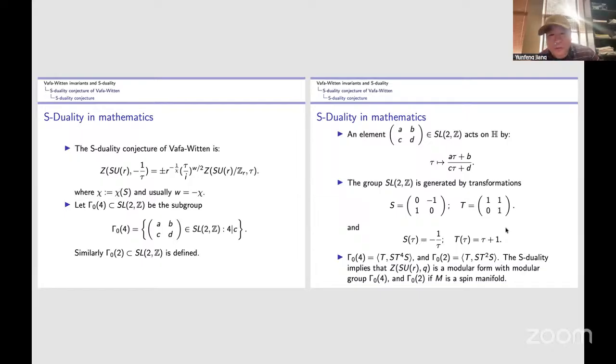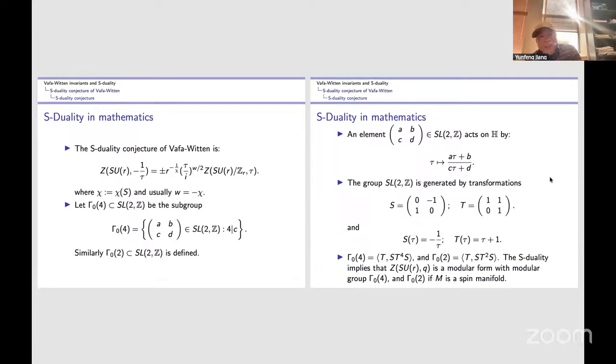And Gamma_0(4) is actually generated by T and S T^4 S, and Gamma_0(2) similarly. The S-duality means the generating function of SU(r), in q, is a modular form with modular group Gamma_0(4), or Gamma_0(2) if M is a spin manifold. Moreover, when you apply tau to minus 1 over tau, the S transformation, you will get this formula, on the left side. So this is the whole S-duality conjecture, I guess.